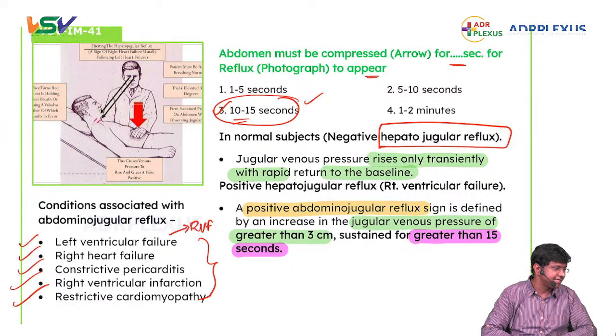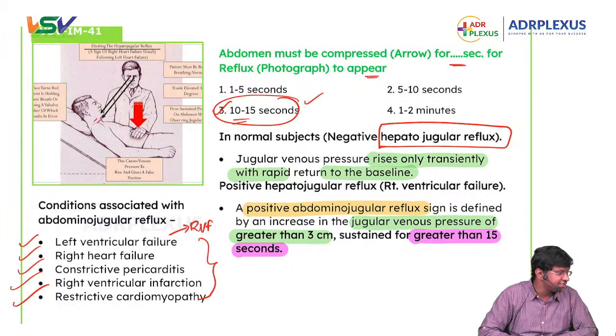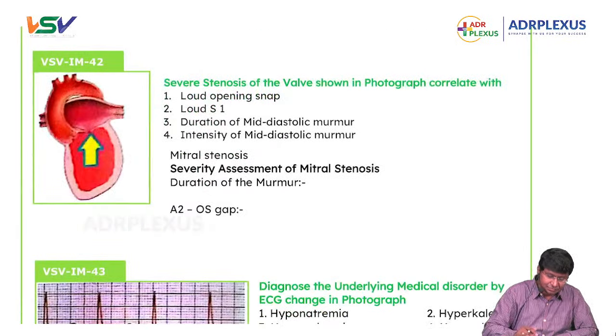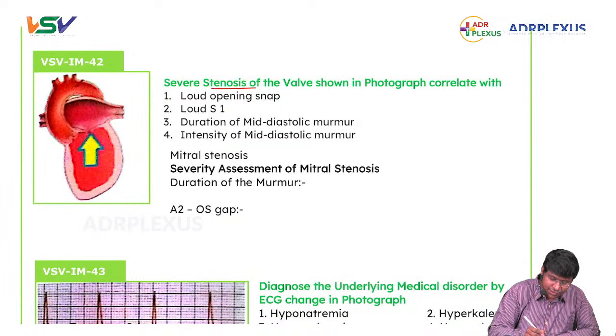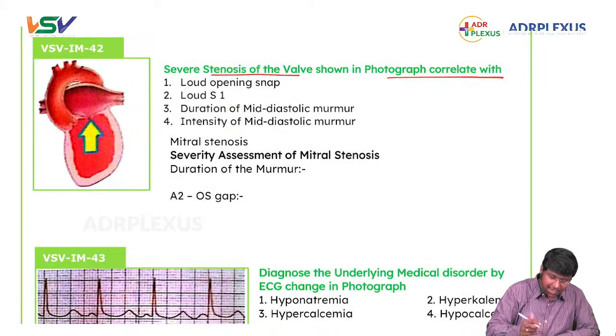Right. Yes, severe stenosis of the valve shown in the photograph correlate with: loud opening snap, loud S1, duration of mid-diastolic murmur, intensity of the mid-diastolic murmur. So first of all, what is being given to you here?